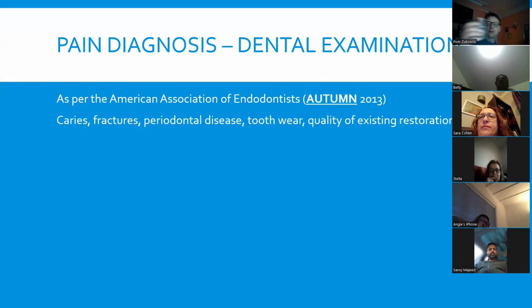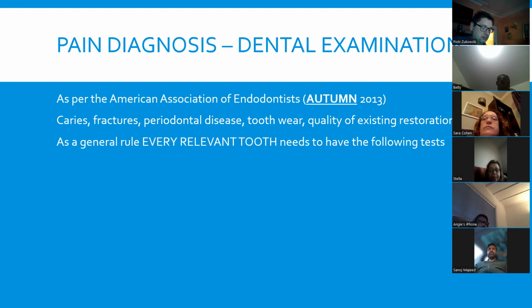So we're looking for caries, fractures, perio disease, tooth wear, quality of existing restorations. We're not necessarily going to do every single thing on every single patient. This does not mean that we need to do a BPE for every patient, or full charting either. But these are the sort of things you're looking for. It's nothing new. As a general rule, though, every relevant tooth needs to have the following tests done on it.